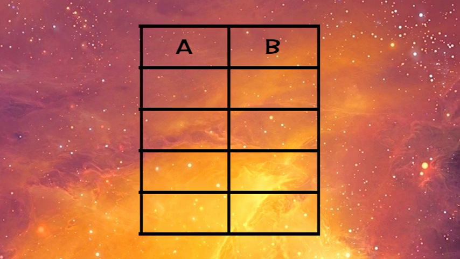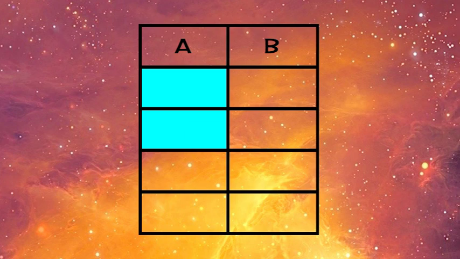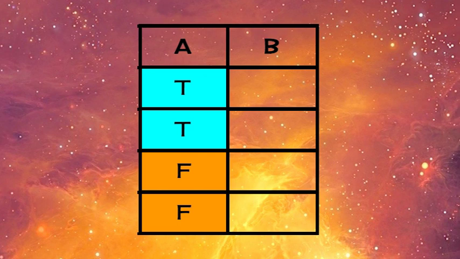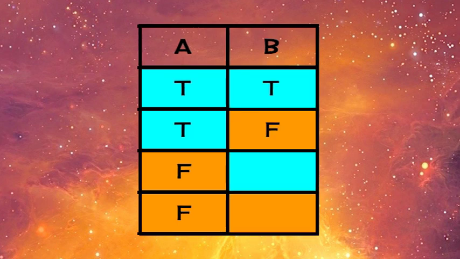In column A, we're going to split this in half. The first 2 rows are going to be true, and the last 2 rows are going to be false. Moving over to column B, we're going to split column A in half to do our B. It's going to look like true, false on this end.